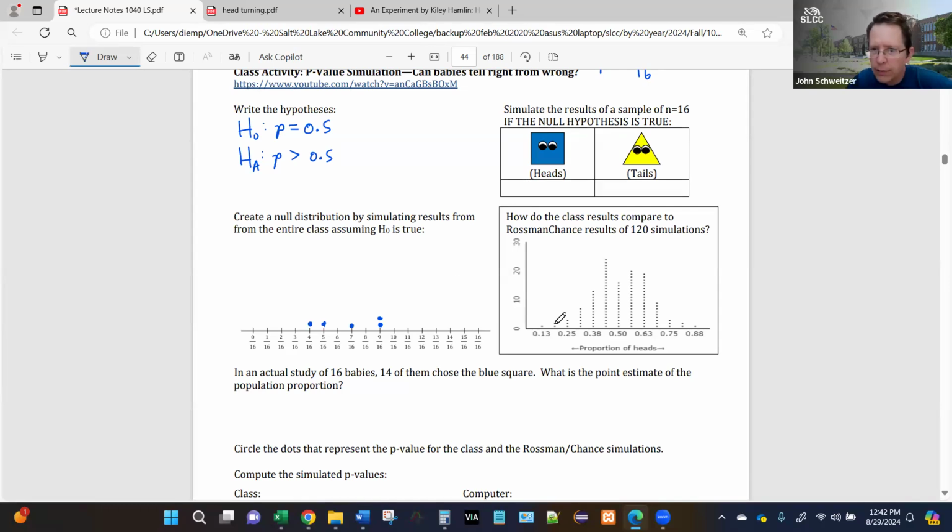Brock is there at 5. Lindsay is at 9, so I'll stack that one on there. Julia also got a 9. Then we have a 10, and then we have a 6. So let's see, 1, 2, 3, 4, 5, 6, 7, 8, 9. So we got 9 participants.